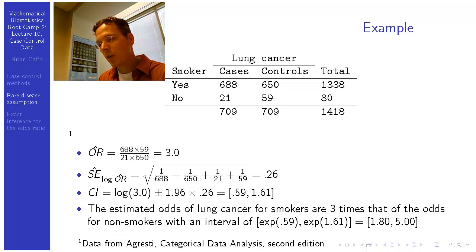We would compare this interval to whether or not 0 is in that interval. If we exponentiate it, then we would compare whether or not 1 is in the interval. In this case, if we exponentiate it, we get 1.8 to 5.0, so 1 is not in the interval. And our estimated odds of lung cancer for smokers is 3 times the odds for non-smokers.